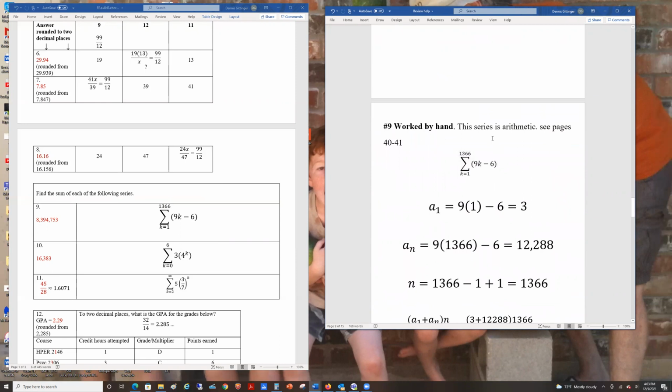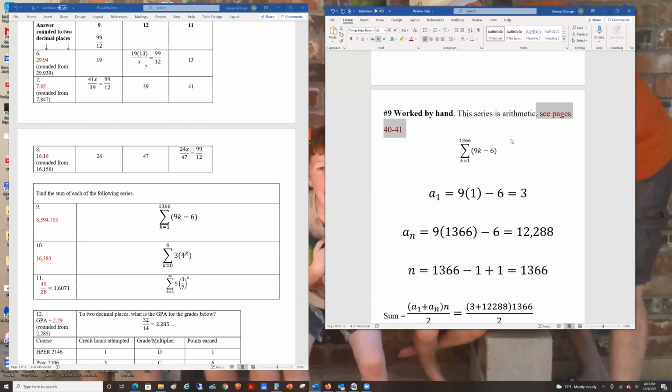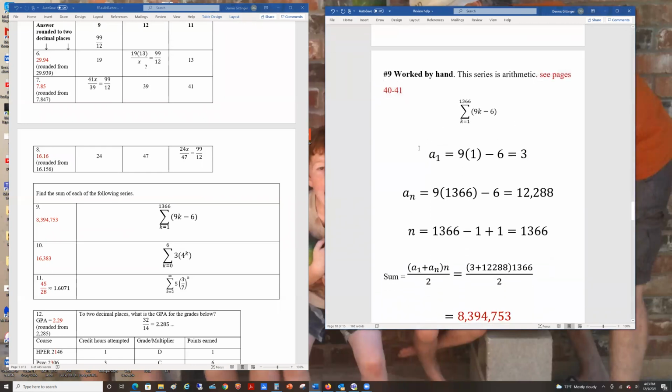So this first series is arithmetic because it's got a multiplier of 9 and then plus or minus some number. And you can write out the first few terms if you want to. I'm asking you to see pages 40 and 41, see how that works out for you. In order to do this, we need the first term, which is what you get when you plug in the lower limit. That's 9 times 1 minus 6, which is 3. And we need the last term, which is what you plug in the last number, and you get 9 times 1366 minus 6, turns out to be 12,288.